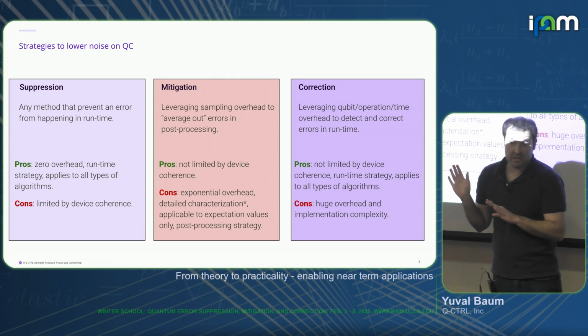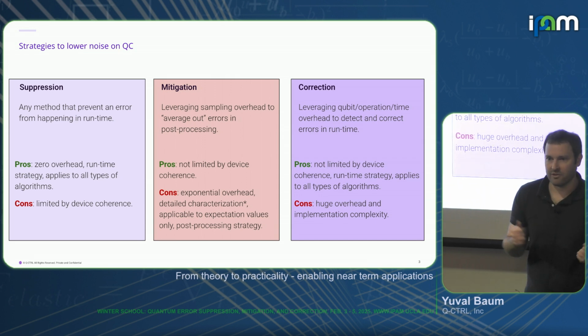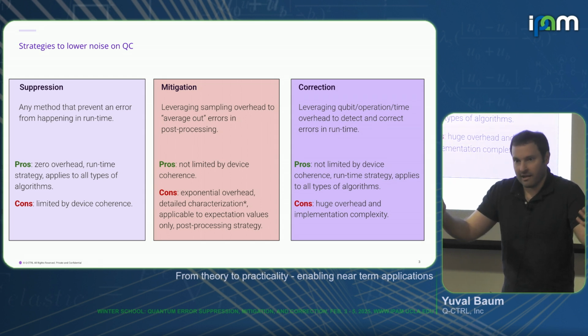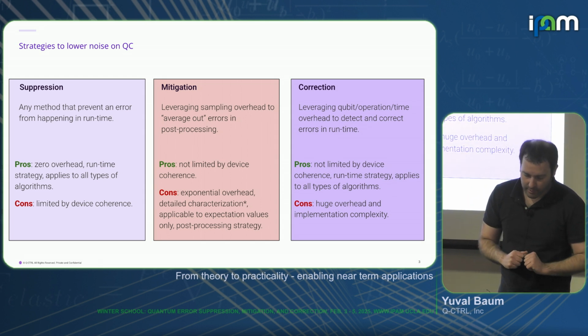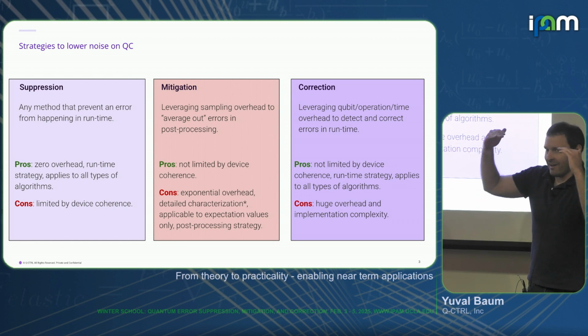Now, according to this definition, you can say fabricating better devices is kind of error suppression. You have longer coherence time, so when you run the algorithm, there is less probability that an error will happen. But I'm not going to consider that. I would consider that as an even higher level.